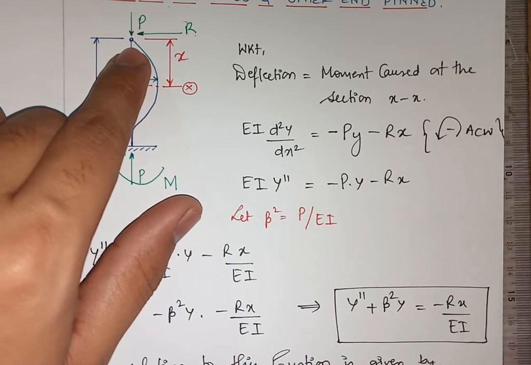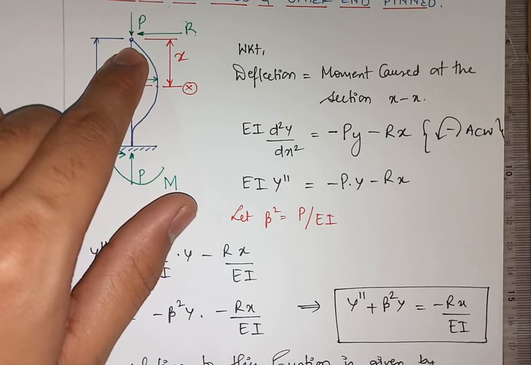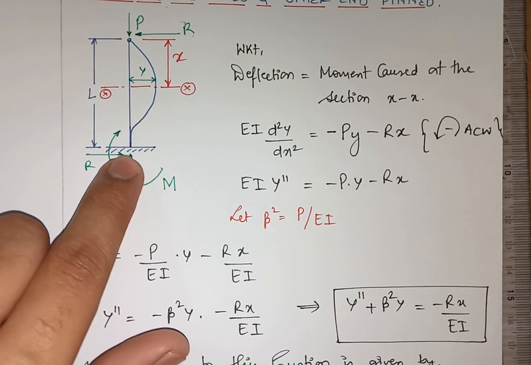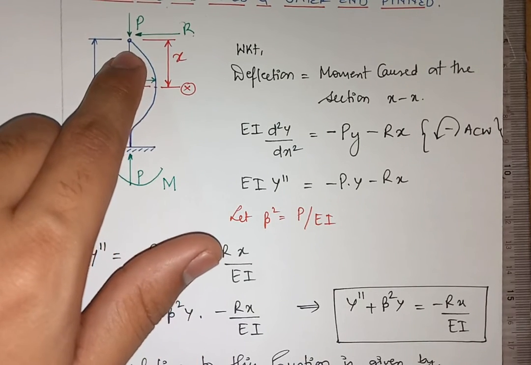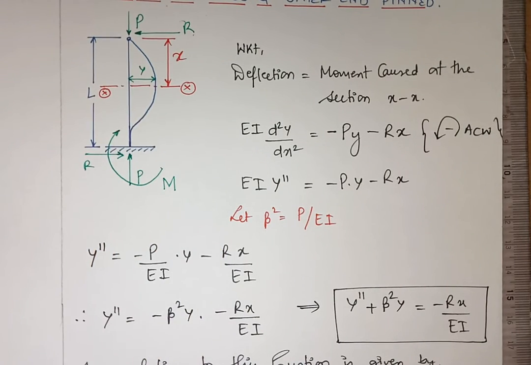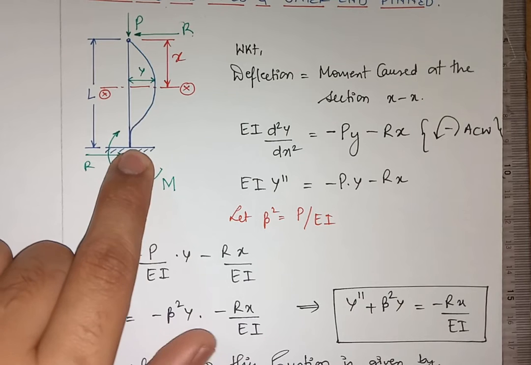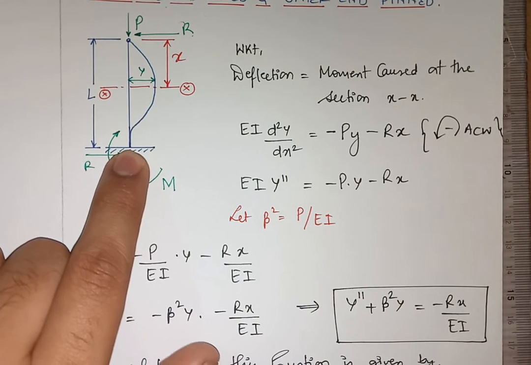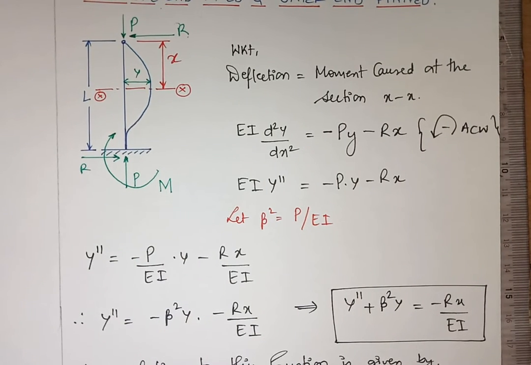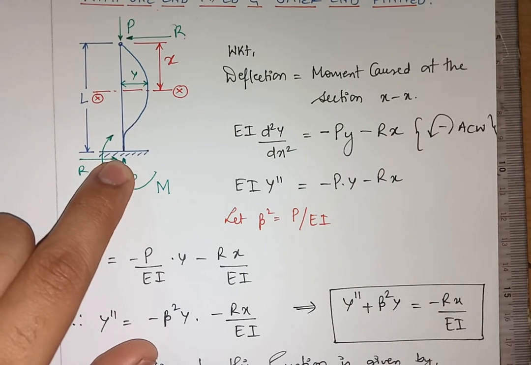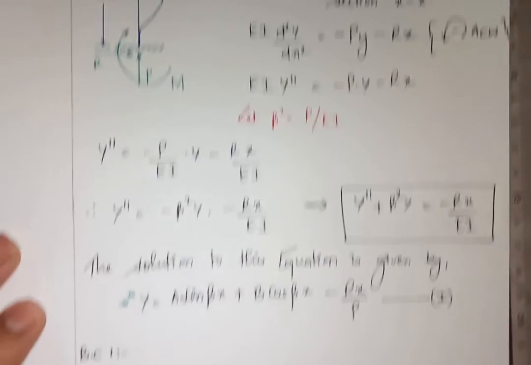If you take this as the origin, at x is equal to 0, y is also equal to 0. If you take this as point L, at x is equal to L, y is 0. So at x is equal to 0, y is equal to 0. At x is equal to L, y is equal to 0. That was the second condition. And the third condition is at x is equal to 0, y dash is also equal to 0. The slope here is also equal to 0. So there are three boundary conditions which you need to use. First I'll be using at x is equal to 0, y is equal to 0.